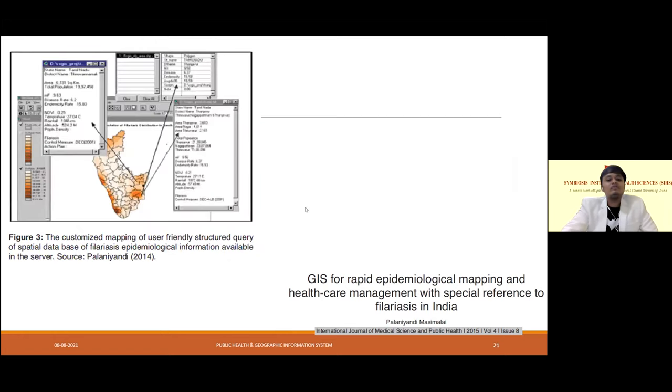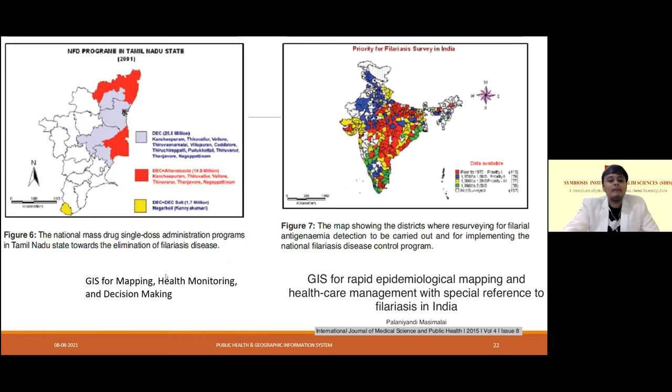They have also used GIS for using the attribute data, as I have already discussed what an attribute data is. This is a map which provides information that they have done customized mapping of user-friendly structured query of spatial data based on filariasis epidemiological information. They have also used GIS for mapping, health monitoring, and decision making.